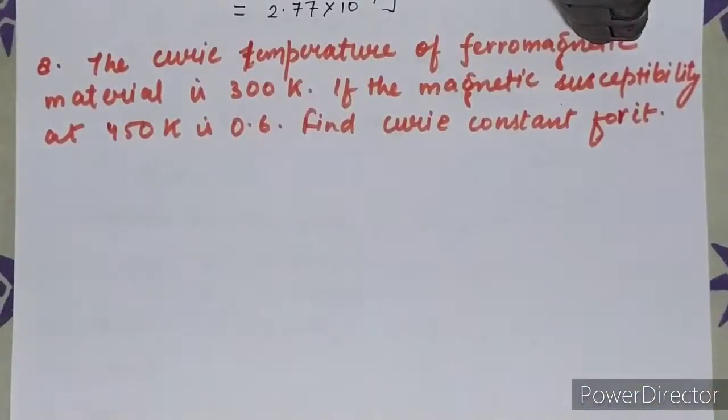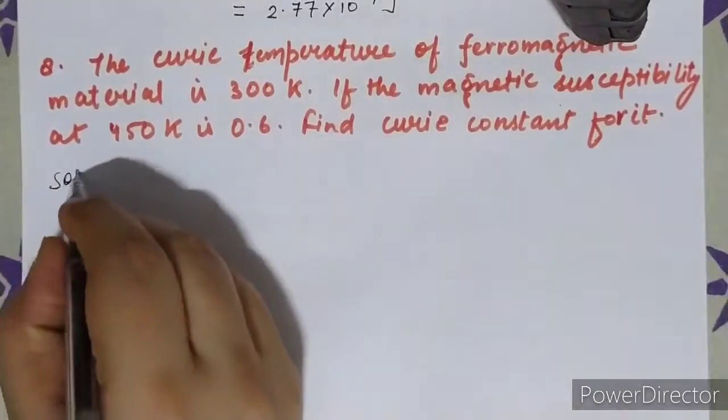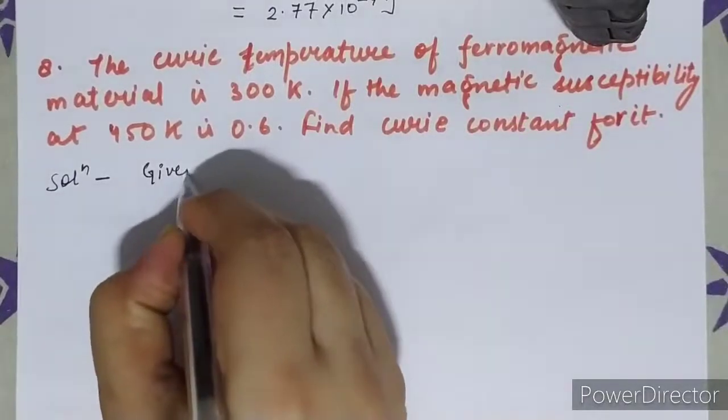Okay, so in this question, the value of Curie temperature for the ferromagnetic material has been given, and the value of absolute temperature is also given, and the value of magnetic susceptibility is also given. Simple question: we just have to write down the values in the formula. So first of all, the given values.